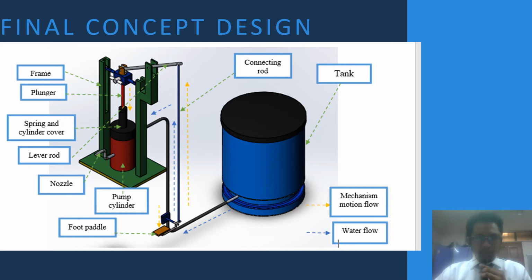The pump is a single active pump, in which the working fluid acts on one side of the piston only. This pump uses a lever mechanism to pump the water by pushing the foot pedal down in order to move the plunger. The diagram also shows the parts of the manual water pump. In this diagram we can also see that the blue arrow represents the flow of the water, and the yellow arrow represents the mechanism movement for the manual water pump.